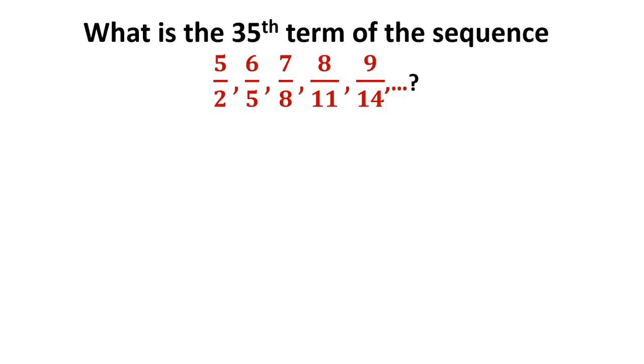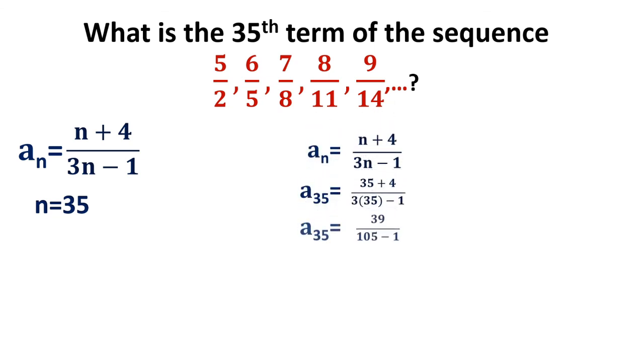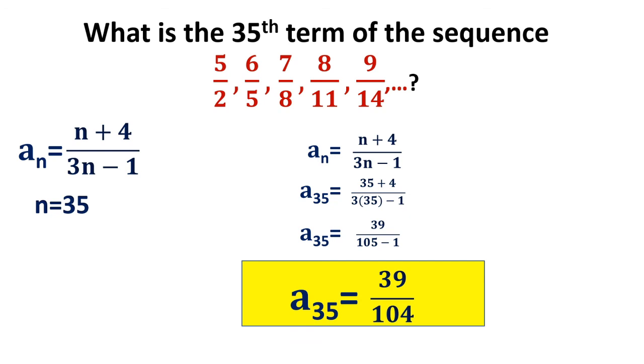Now, let's answer this question. What is the 35th term of the sequence with the first 5 terms, 5 halves, 6 over 5, 7 over 8, 8 over 11, 9 over 14? Alam na natin ang rule at ang value ng n is 35 based from the problem. So using the rule and substituting n as 35, we got the 35th term which is 39 over 104.